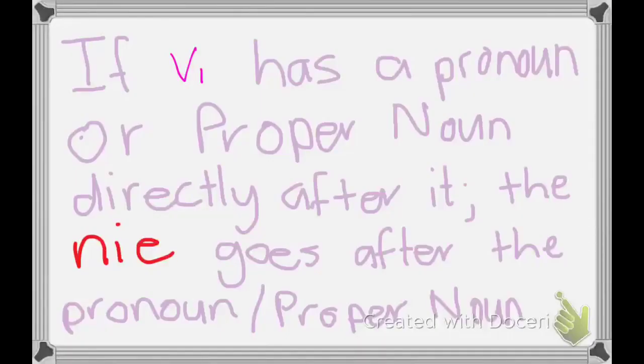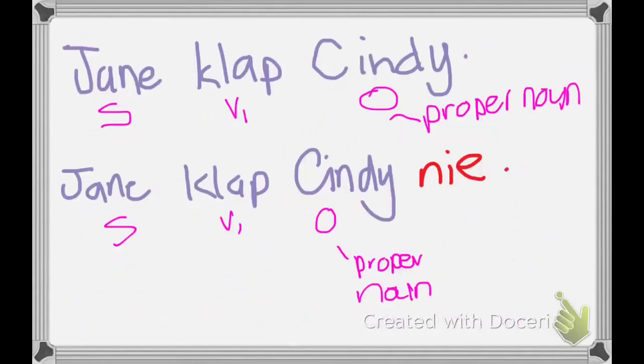Okay, so the very first special rule: if the verb 1 has a pronoun or a proper noun directly after it, the nie goes after the pronoun or the proper noun. Here's a really simple example. We've got "Jane clapped Cindy." Jane hit Cindy. That's not very nice of Jane. So we're going to make her not do it. We're going to put it in the negative. Okay, "Jane clapped Cindy nie."